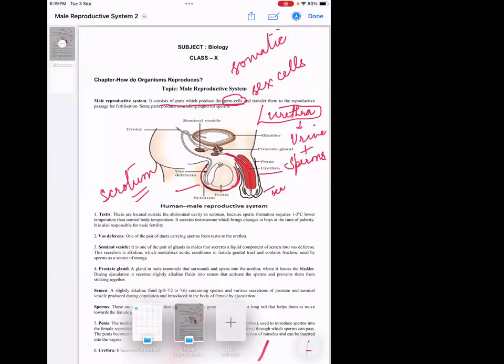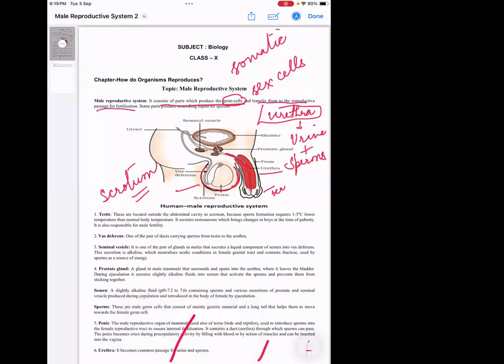Okay, so germ cells will be produced here in the male reproductive system, and they will be helping to transfer them to the reproductive passage. So imagine now, if the males do not have a penis, then the sperms will not be able to get transferred to the female body, right? So for the fertilization process, they should definitely have the penis, through which they will be able to ejaculate the sperm into the female body.